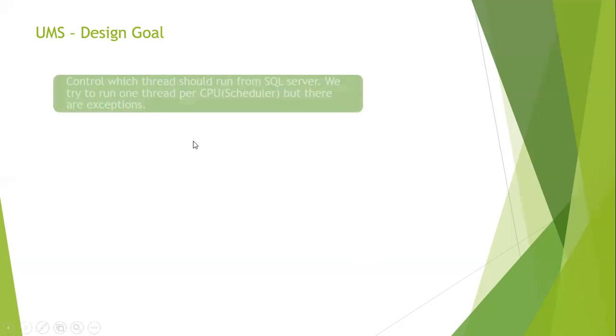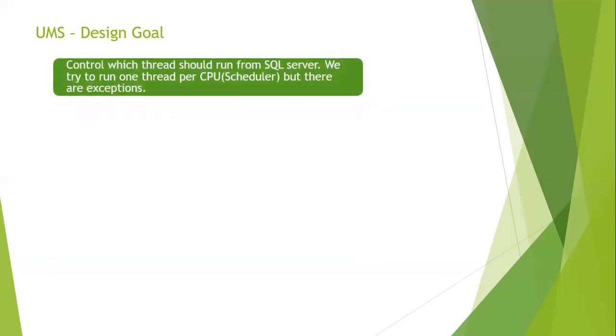Okay. So the design goal that we have for UMS, user mode scheduler. Why do we have another layer, why do we need our own scheduling mechanism to implement scheduling of threads? The main goal of UMS is to control which thread should run from SQL on the CPU.